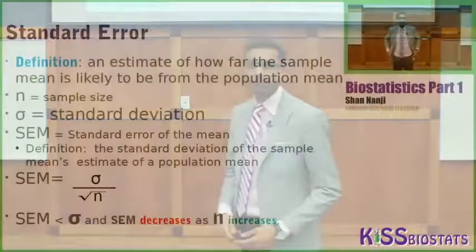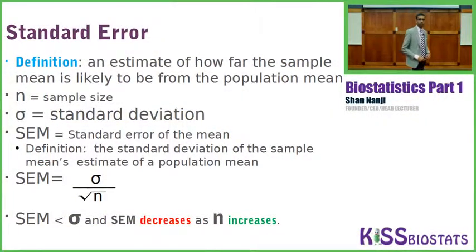Okay, standard error. What is standard error? It's an estimate of how far the sample mean is likely to be from the population mean. We call that standard error. N stands for sample size. Sigma is standard deviation. SEM is your standard error of the mean. These equations, just know the equations. There's nothing you can do other than know the equations.